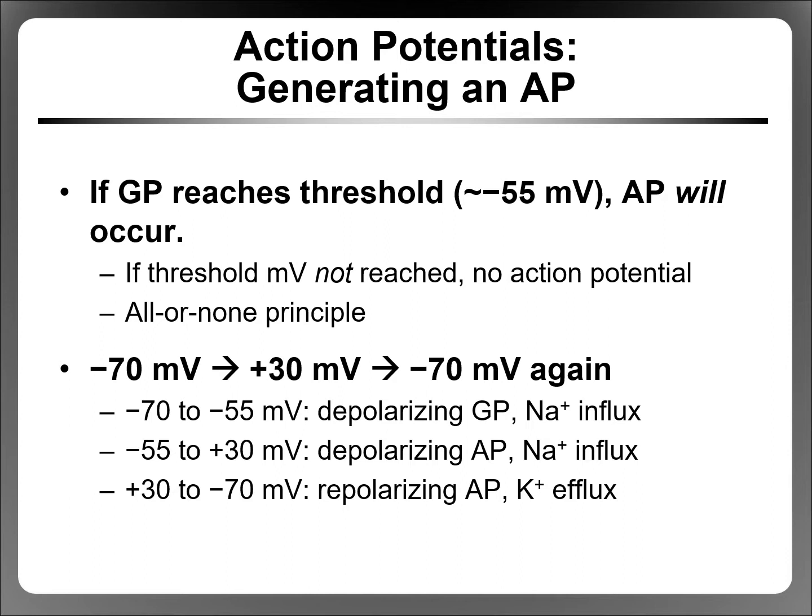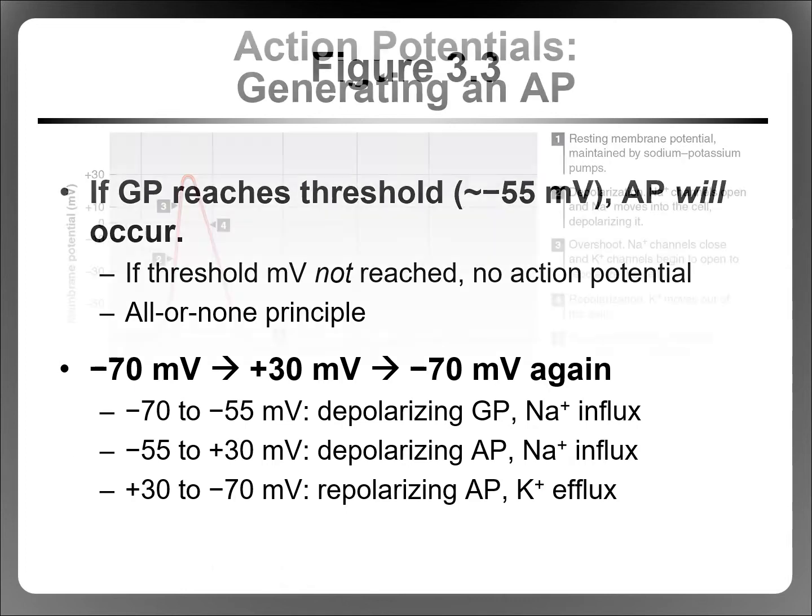What typically happens in the cell is that the cell will go from -70 millivolts upwards to 30 millivolts, and then back down to -70 millivolts again. The process of going from -70 to -55 millivolts, or reaching threshold, is going to be a depolarizing graded potential. This is caused by sodium influx. If we go from -55 millivolts to 30 millivolts, this will be a depolarizing action potential caused by a sodium influx. Anything from 30 millivolts going back down to -70 millivolts, becoming more negative, is going to be a repolarizing action potential, and this will be caused by a potassium efflux.